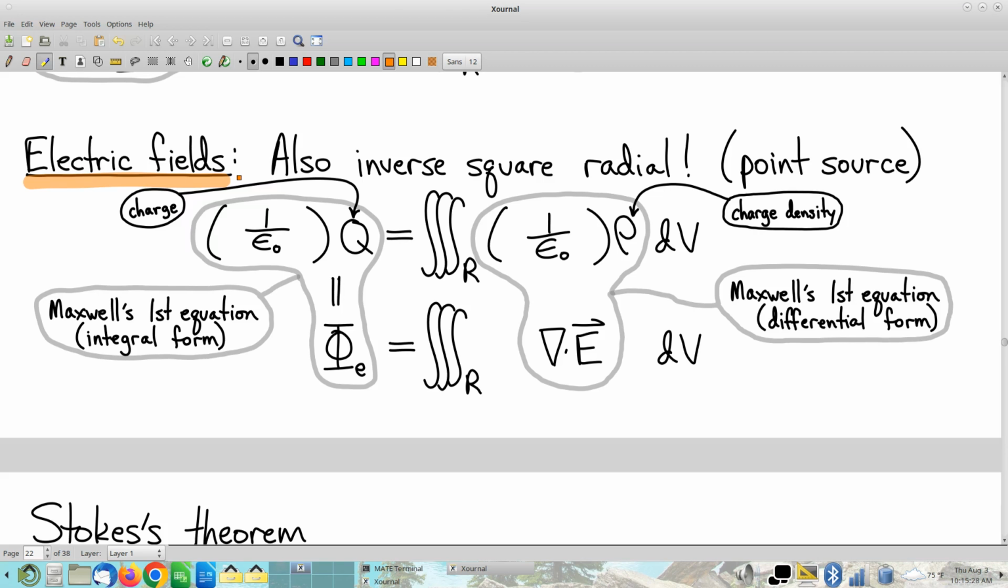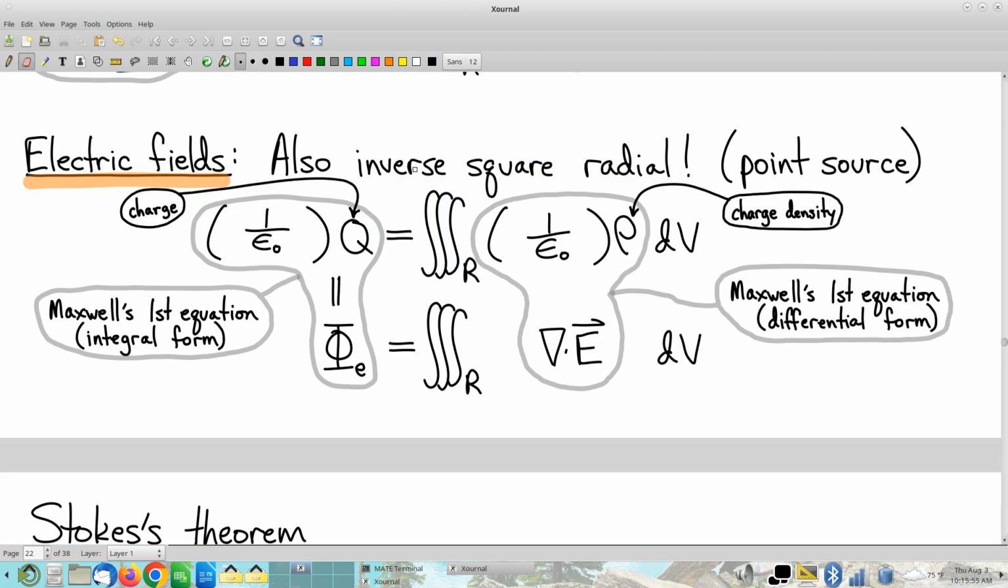Here's the wonderfully good news. It's also inverse square radial, just like gravitational fields. Now, the difference is it's about charge instead of mass, and there's a plus and a minus. Yeah, there's differences, of course. They're physically different. But structurally, other than constants, it's pretty much the same as a gravitational field.